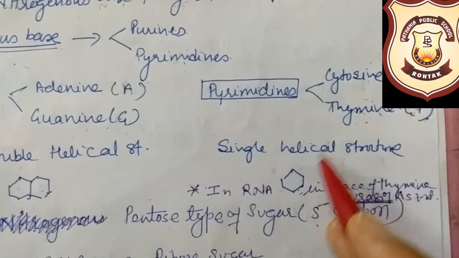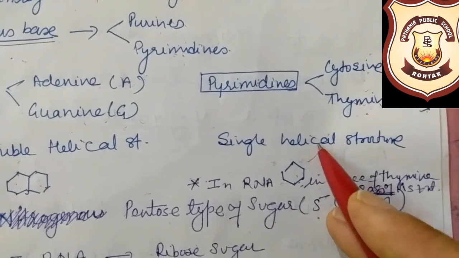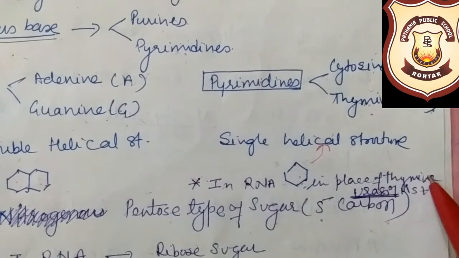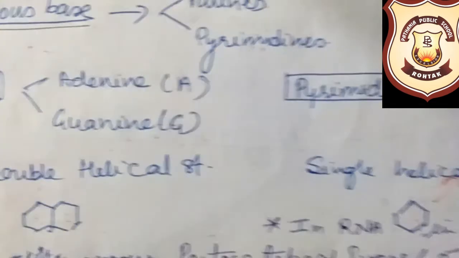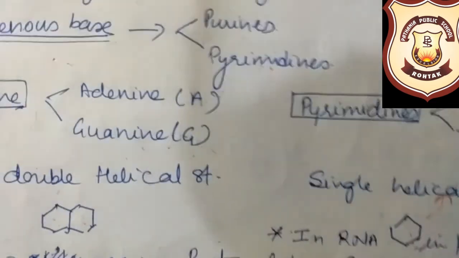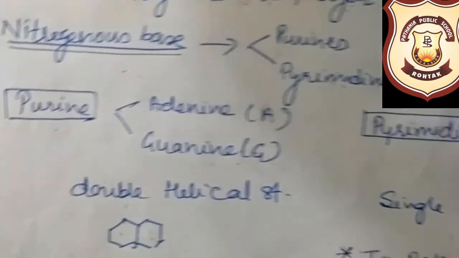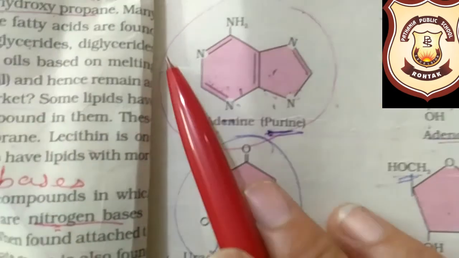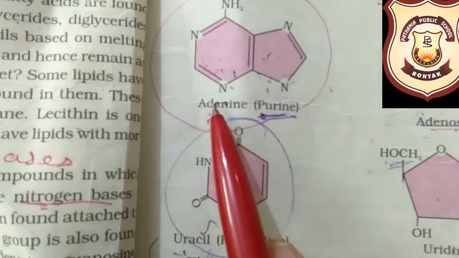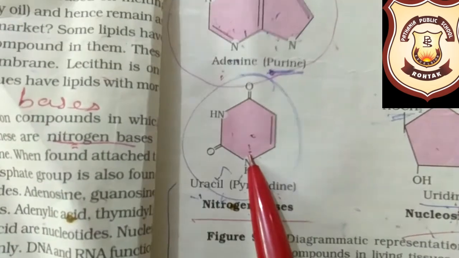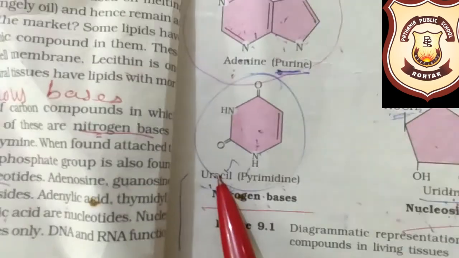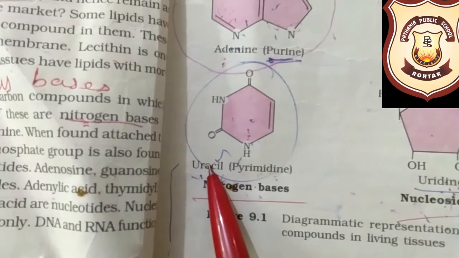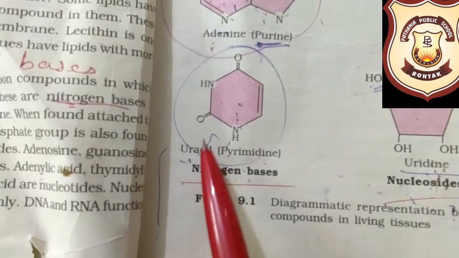This diagram I want to show you is also in your book, which we have already seen in the previous topic when we were discussing the structure of nucleic acid. Come and see this diagram. The upper diagram is of a double ring purine, for example adenine, and this single ring structure is of a pyrimidine, for example uracil, and uracil is present in the RNA only. In place of uracil, in DNA there is thymine present. So the nitrogenous bases are completed.